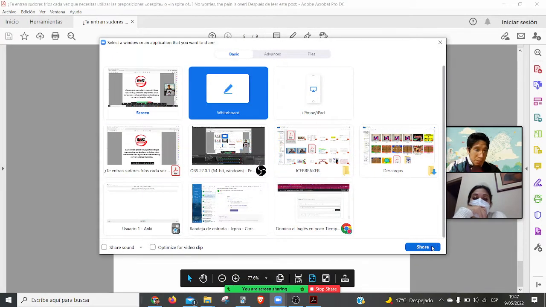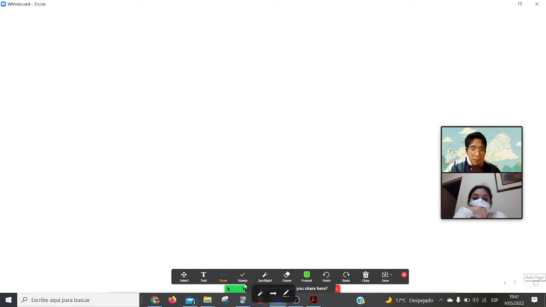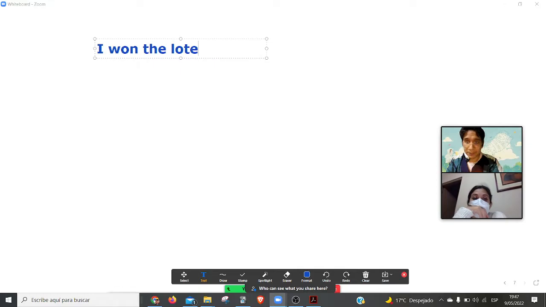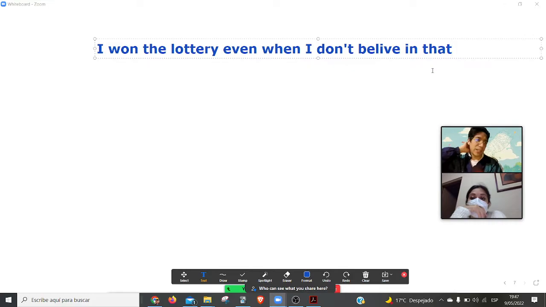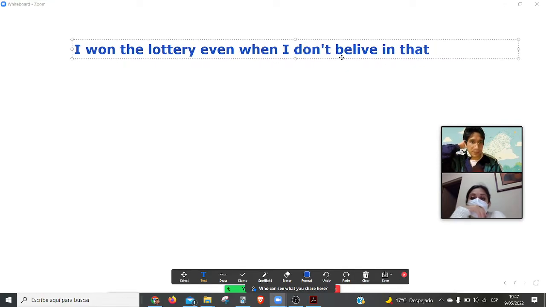Te voy a dar más oraciones para que puedas practicar. Focus on this part, you know? Look at this. I won the lottery even when I don't believe in that. A ver, ¿cómo tratarías de conjugar? Mira, I won the lottery even when I don't believe in that. Gané la lotería incluso cuando yo no creo en eso.